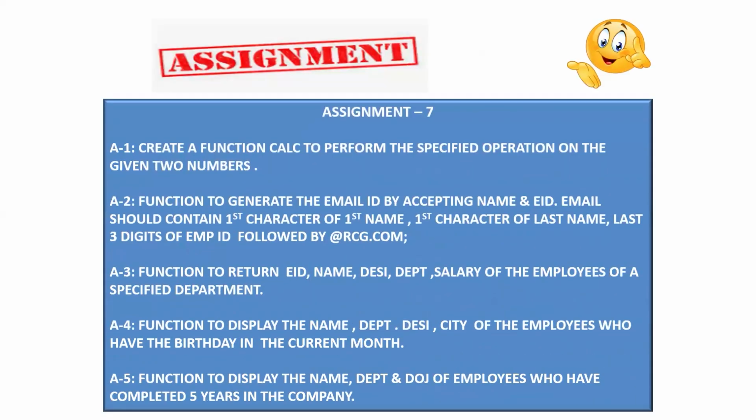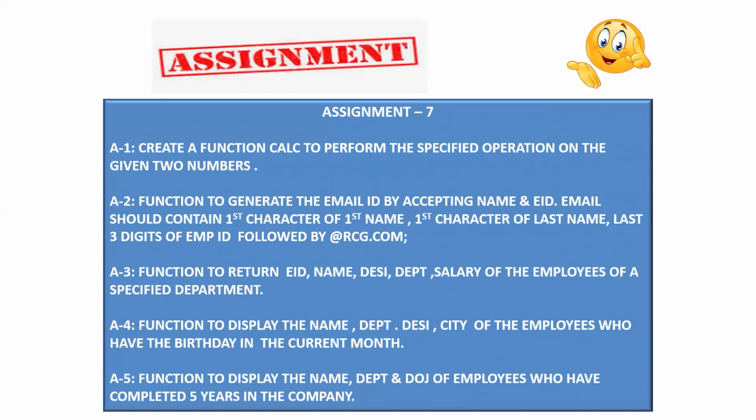And here comes your assignment. Question number 1, create a function cal to perform the specified operations on the given two numbers. We have already done it in the session. You just have to recreate it. Question number 2, a function to generate the email ID by accepting the name and employee ID. Email should contain the first character of the first name, the last name, and the last three digits of the employee ID followed by @rcg.com. Again, this is the same example which we have just done with slight changes. So you have to create a function for this.